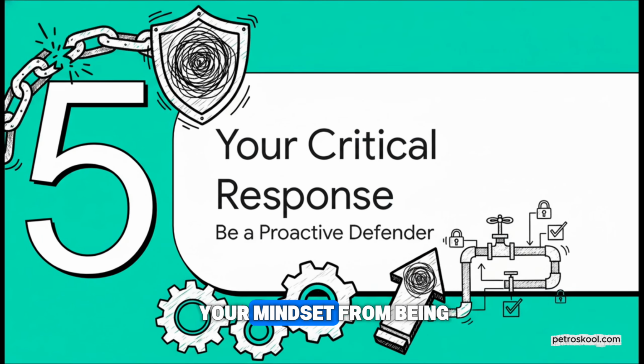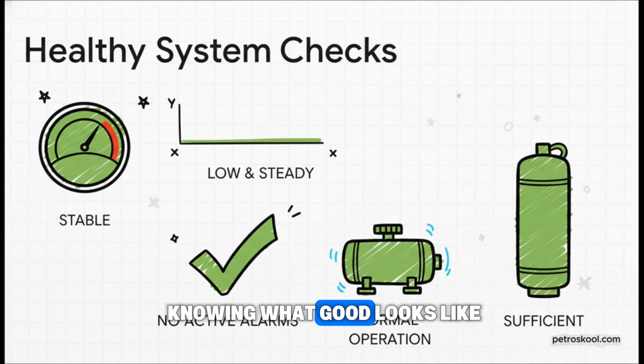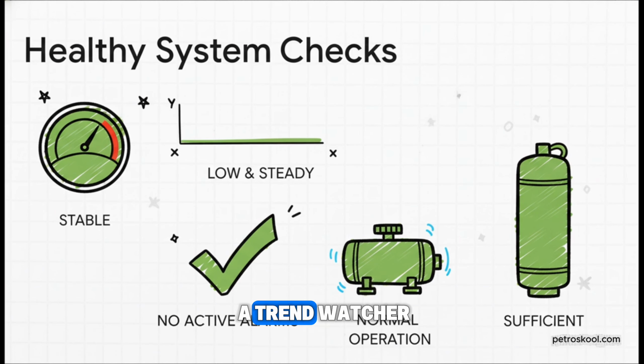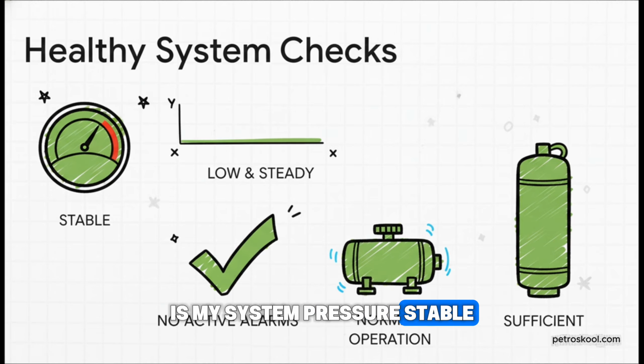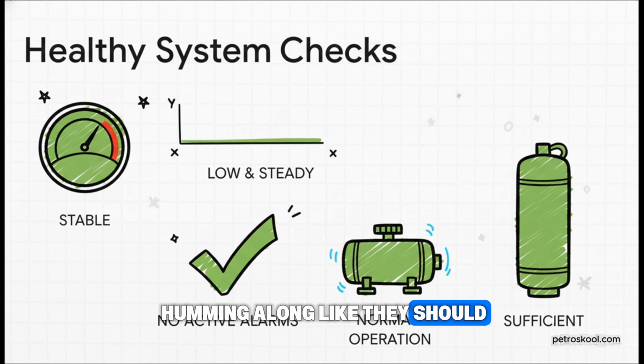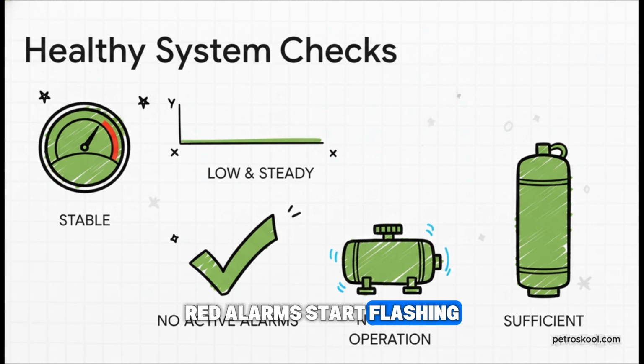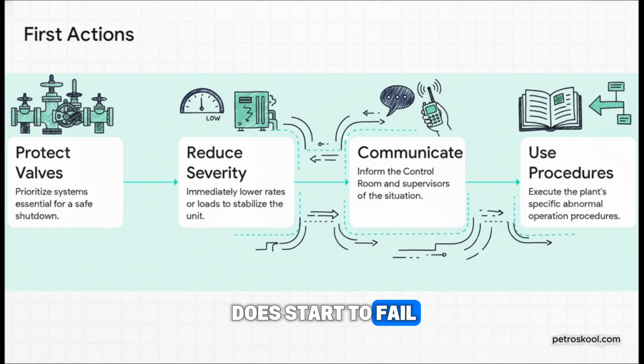So how do you stop that chain reaction? You have to shift your mindset from being a passive monitor to being a proactive defender. This is your action plan. Proactive defense starts with knowing what good looks like. You have to be a trend watcher. Is my system pressure stable? Is the dew point low and flat? Are the compressors just humming along like they should? Knowing your trends is so important because it lets you spot a problem long before the big red alarms start flashing.